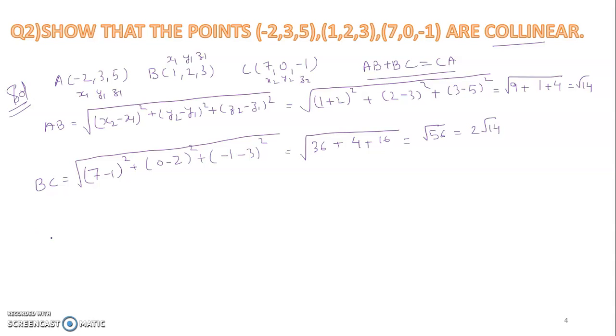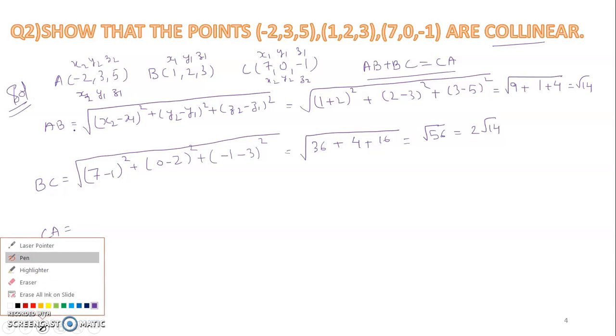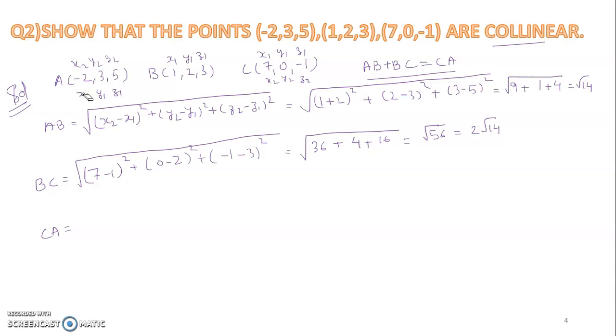Right? Now come to CA. Okay, so now I will take this as x1, y1, z1, and A will be x2, y2, z2. So let me erase this so that you don't get confused. We will apply the same formula, students. The only difference is we are taking now x1, y1 and z1, so keep this in mind.